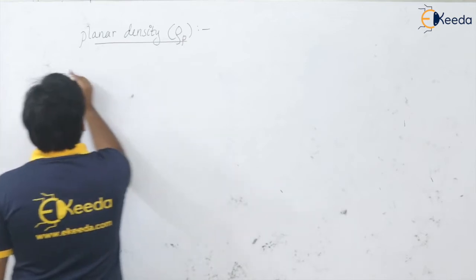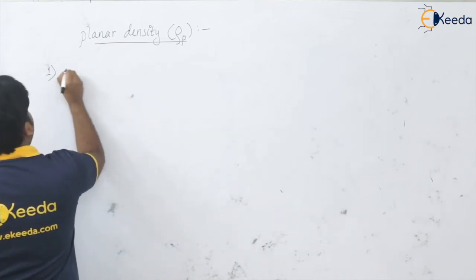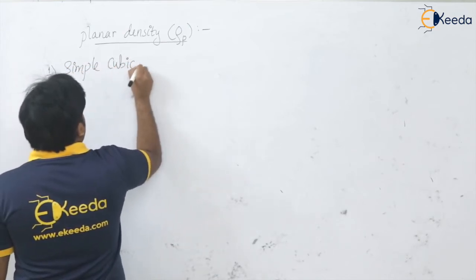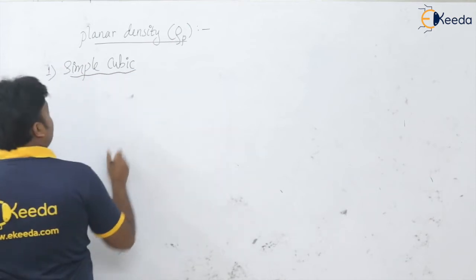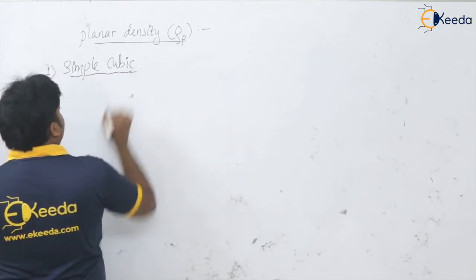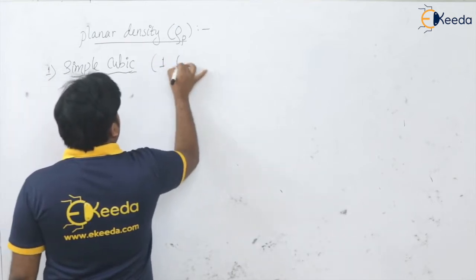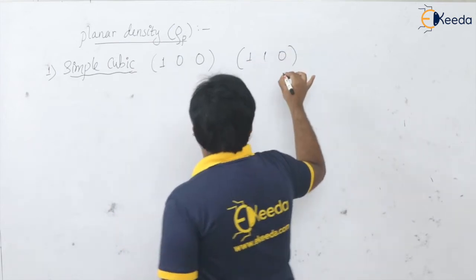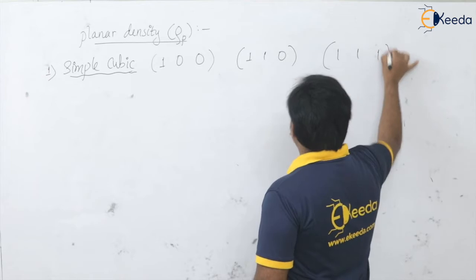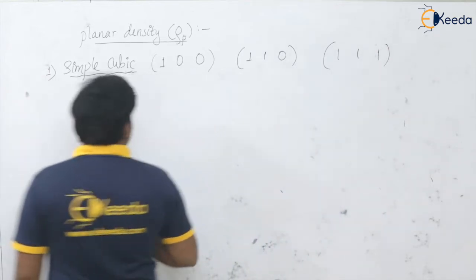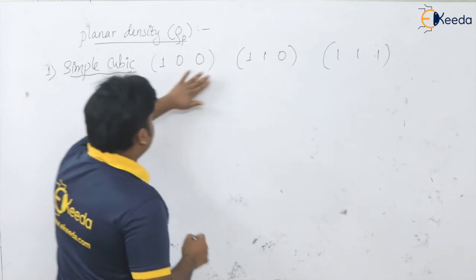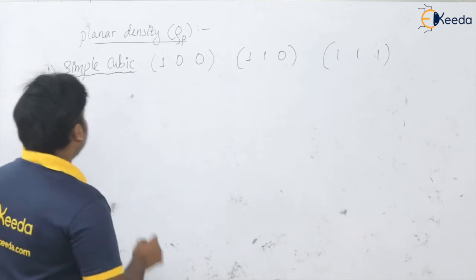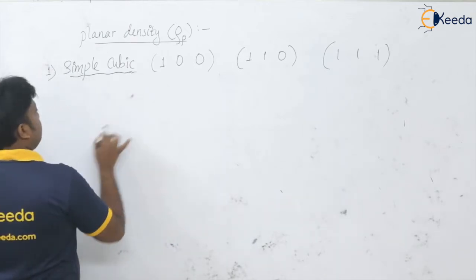So let us take the first structure, that is simple cubic. Let us look at the simple cubic structure. So we will take the planes 100, plane 110, and plane 111. Okay, as in simple cubic, for these planes we are going to see FCC and BCC also. So now, what is plane 100?